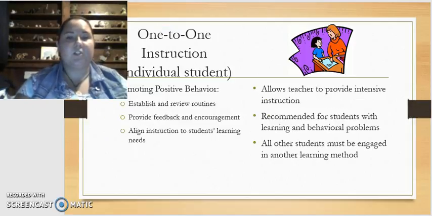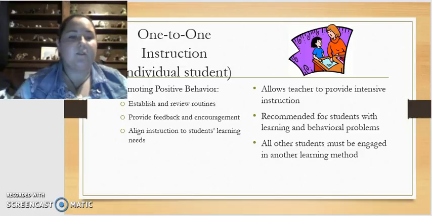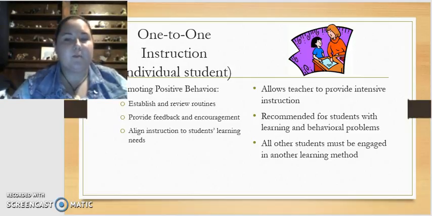There's one-to-one instruction, which is the teacher working with an individual student, and it allows the teacher to provide intensive instruction of what the child needs. It's recommended for students with learning and behavioral problems to get at least a little bit of one-to-one instruction, and all other students must be engaged in another learning method like independent or cooperative learning.